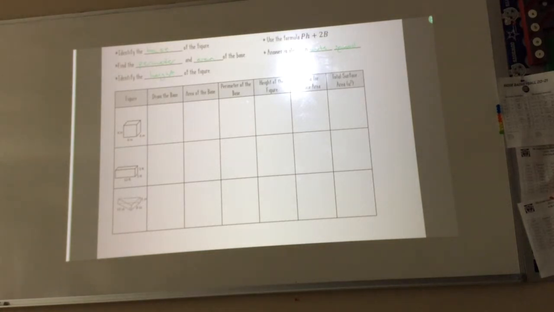Okay, so here's what I'm going to ask you to do. We filled out this box yesterday for number 1. I want you to try to fill out all these just for number 1, looking for the total surface area. I want you to attempt number 1. We'll go over it all together in just a second.